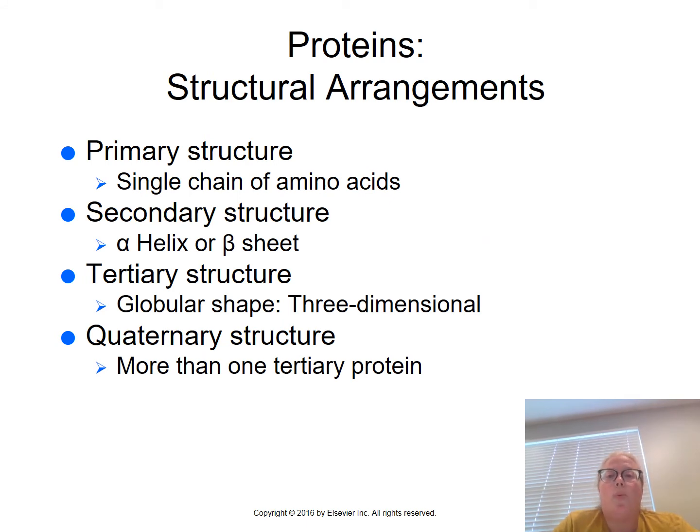Okay, structural arrangements of proteins. So proteins occur in 4 different structural arrangements. The first one is a primary structure. This is just a single chain of amino acids.